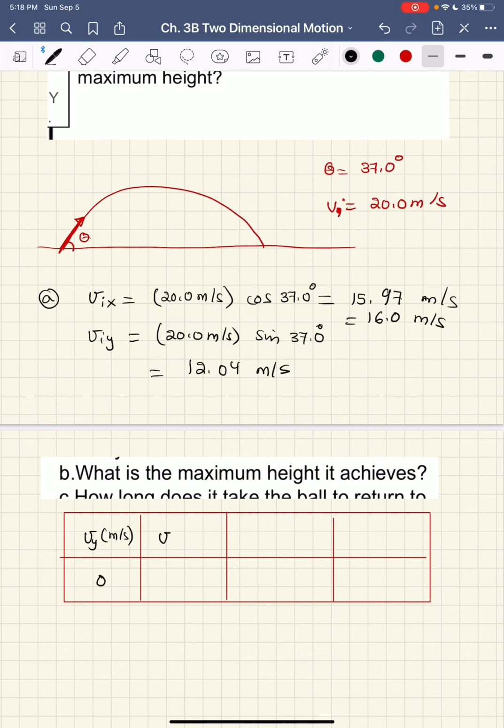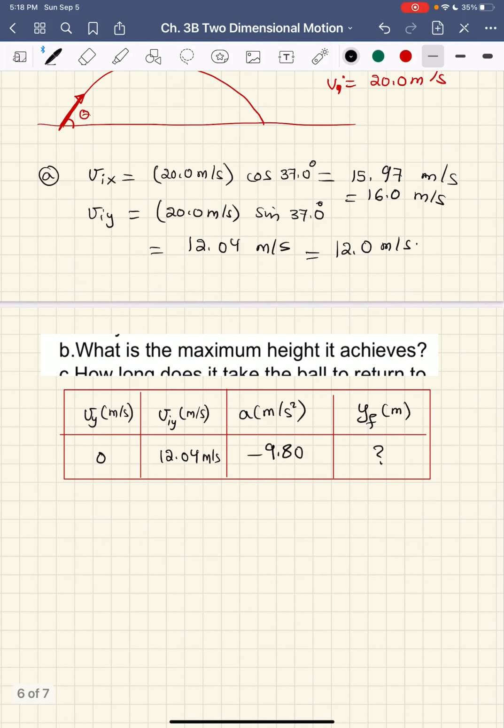And we know that Viy is 12.04. Here, by the way, you should have it as 12.0 for the sake of significant figures for the answer. But whenever you are going to use it, it's much better to use it without rounding. Ay, meters per second squared, is negative 9.8, and let's say we have 3 digits, and we are looking for y final.